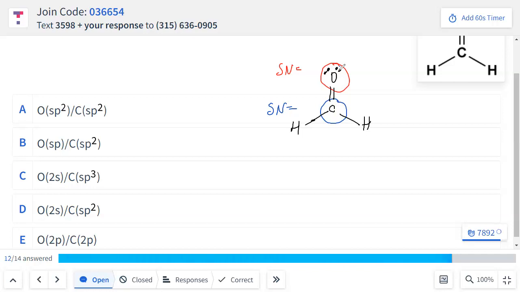All right, so we've talked about carbon already. Steric number here has to be 3. This is the exact same example that we saw in the previous problem. So we're talking about sp2 hybridization on the carbon. So right away, you can eliminate a couple of these options based off of that.